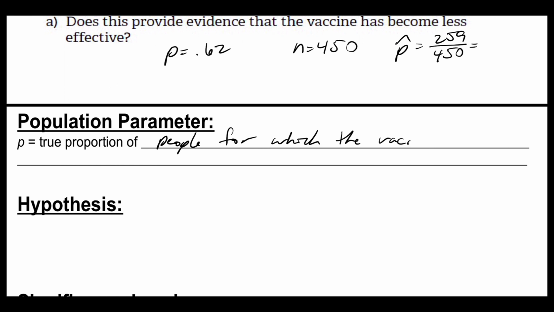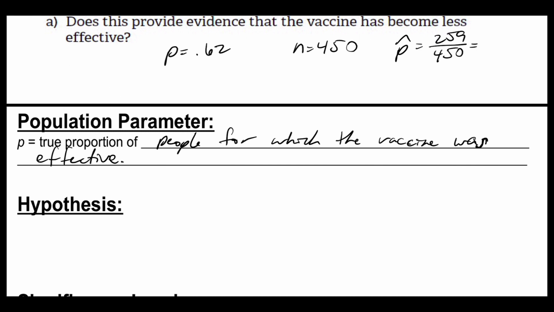The vaccine was effective. Perfect. There's many different ways to write this, but that's essentially what you're trying to say. If I was going to write true proportion of vaccines administered on these people that was effective, just saying the same thing.